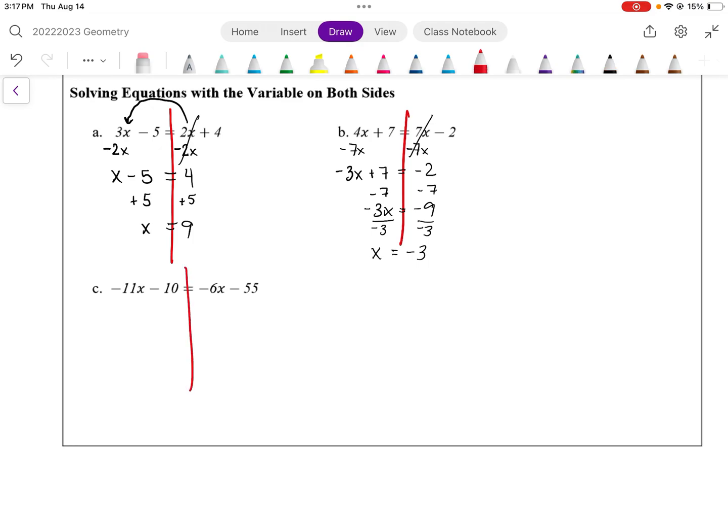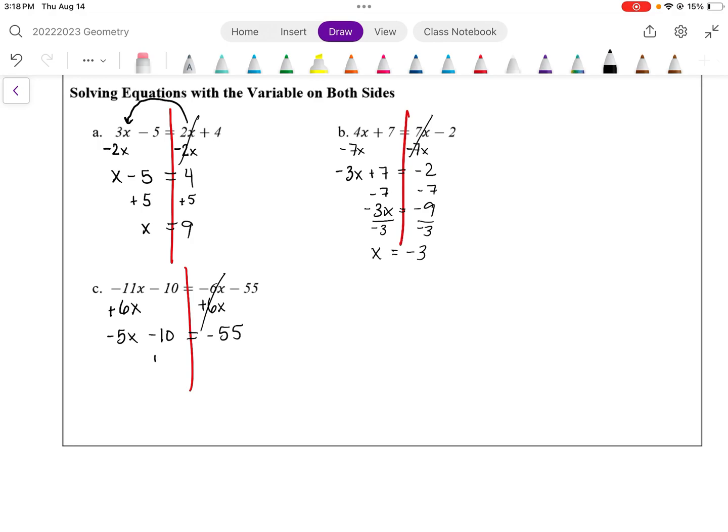Pause and try this one, please. And then when you're done, unpause and we'll go through it together. Remember, we want x on one side, everything else to the other. So first step is always to take your x, move it over. I have a negative 6x this time, so I'm going to add it to get rid of it. Then I have to do the same thing to the left as well. It's going to be negative 5x minus 10 equals negative 55.